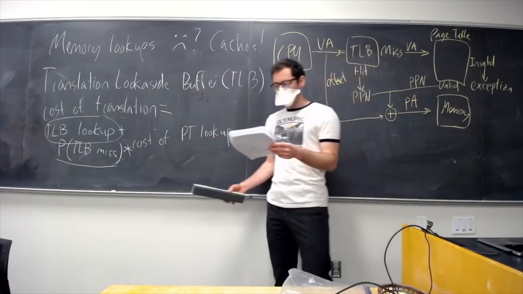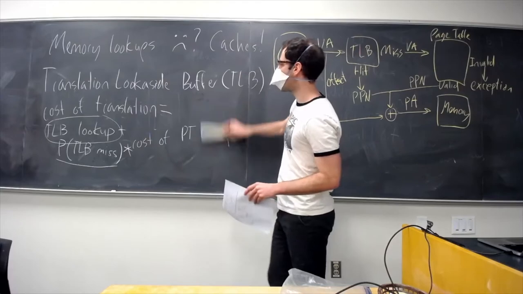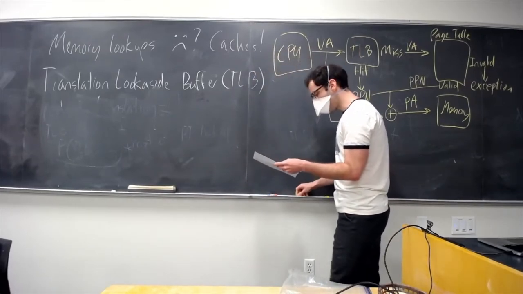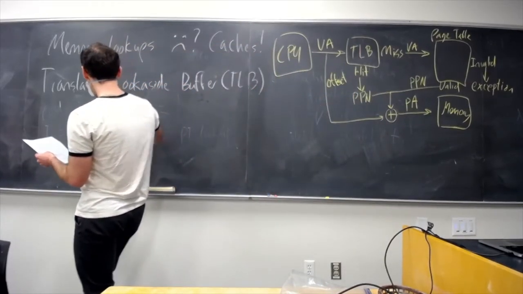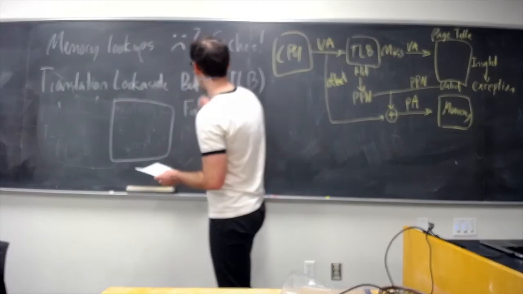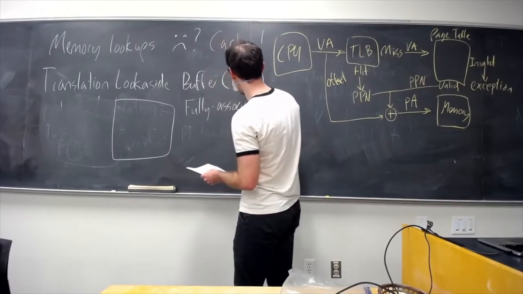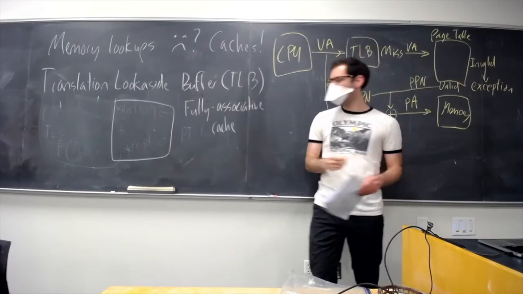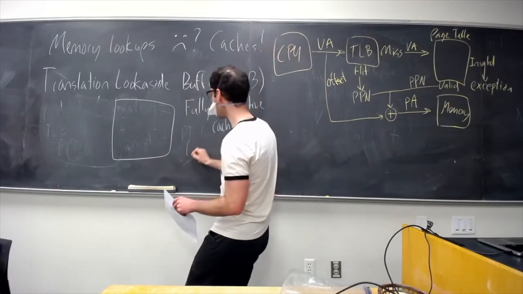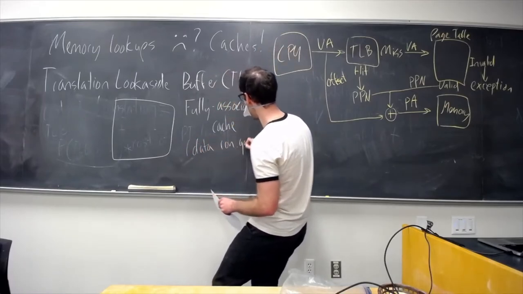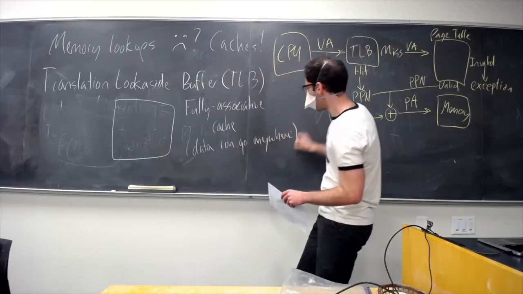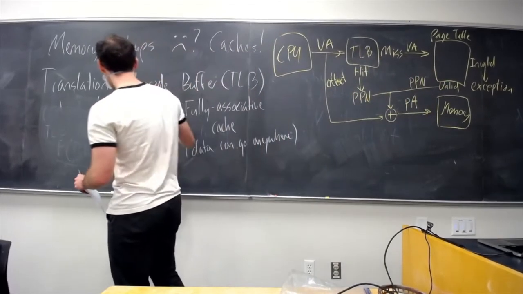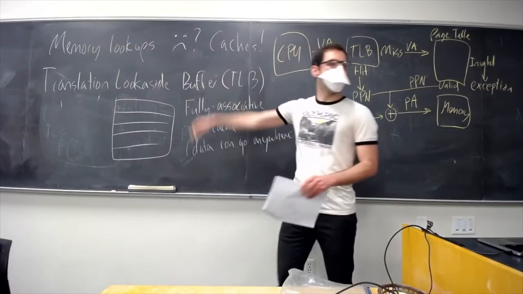All right, so one neat thing about this translation lookaside buffer is that it's going to be what's called a fully associative cache, which just means that for a particular piece of data, a particular address translation that we're storing in our cache, it can go in any of the slots in that cache.